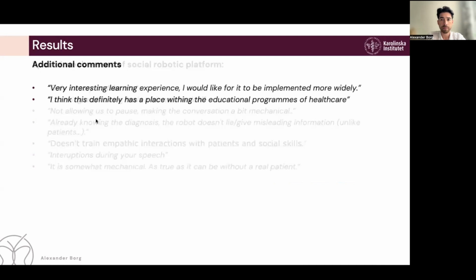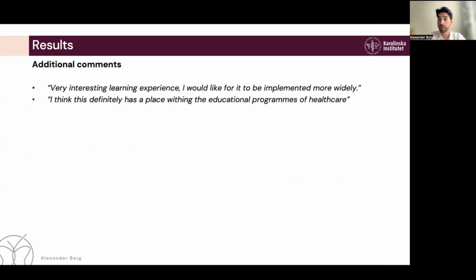and also that the dialogue at some points felt a bit mechanical. Some additional comments were given, and the students stated that in general, they believe that this is an interesting learning experience, that they want to see this implemented more widely, and that it definitely has a place within educational programs of health professions.